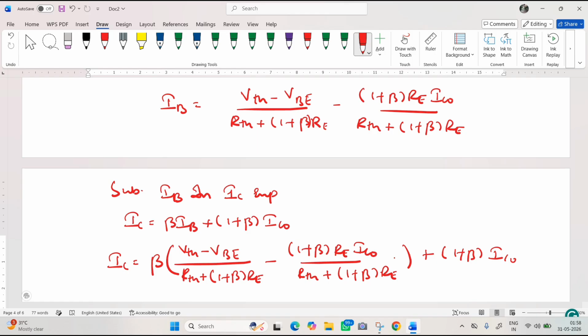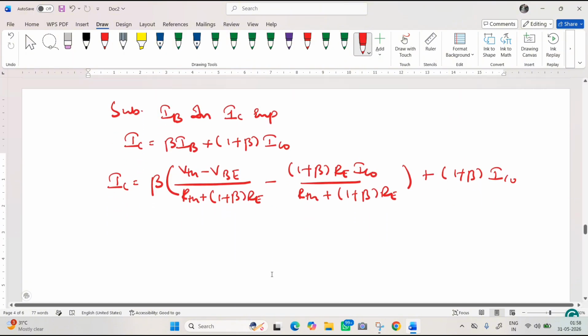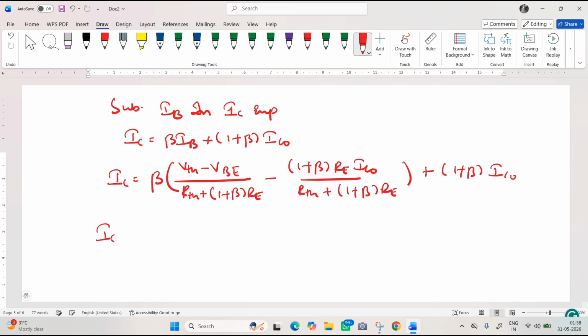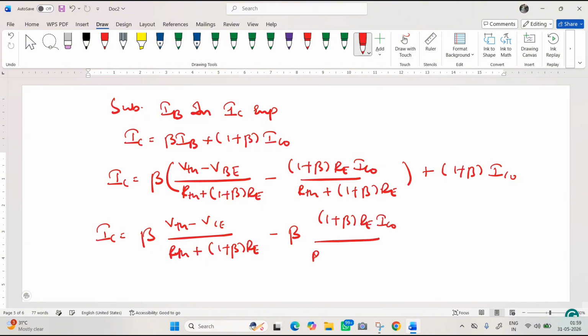Now let us try to do some modifications over here. Let me send the beta value inside, then we'll do the differentiation. Now let me send this beta inside, that is beta into V Thevenin's minus VBE divided by R Thevenin's plus (1 plus beta) times RE, I will get it, right? Here if I send this beta inside, then I will get (1 plus beta) times RE IC naught divided by R Thevenin's plus (1 plus beta) times RE. Here (1 plus beta) times IC naught.